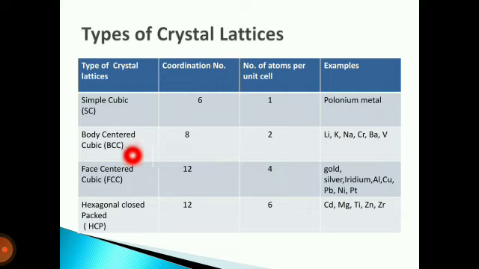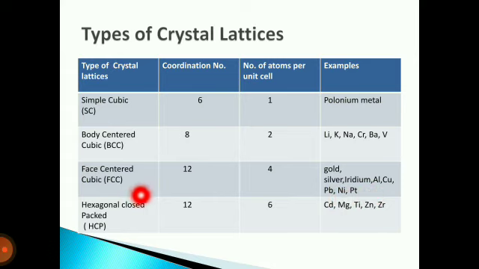In BCC structure, coordination number is 8. There are 2 atoms per unit cell. Example: lithium, potassium, sodium, chromium, barium, vanadium. In FCC crystal structure, coordination number is 12. There are 4 atoms per unit cell. Example: gold, silver, iridium, aluminium, copper, lead, nickel and platinum.